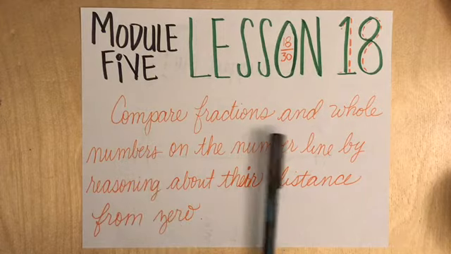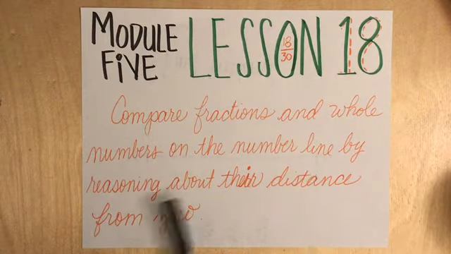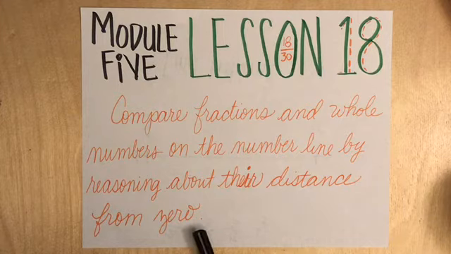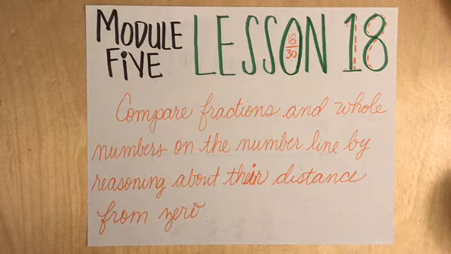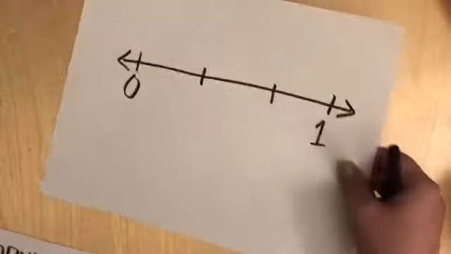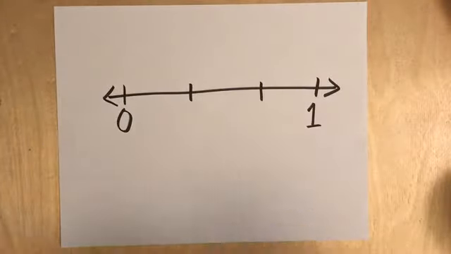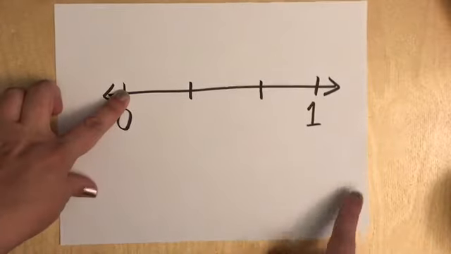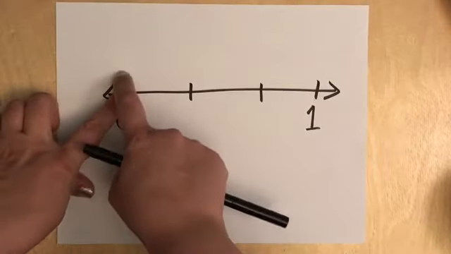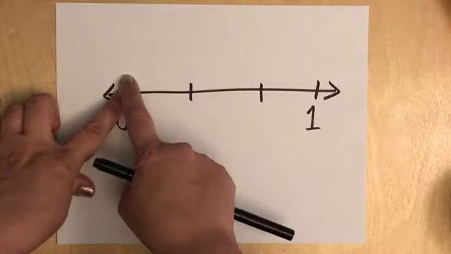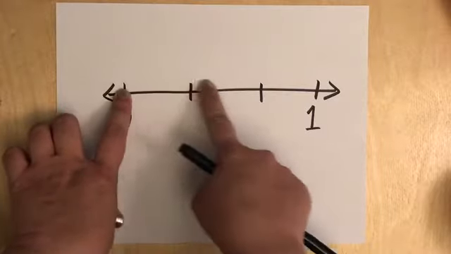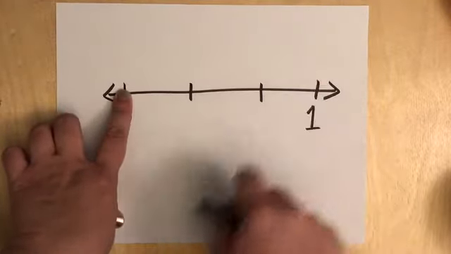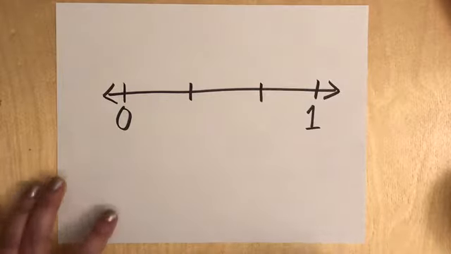Today we're going to compare fractions and whole numbers on the number line by reasoning about their distance from 0. This word distance right here is how far one thing is from another. So today when we look at our number line, we're going to be thinking about 0 as our starting point. Kind of like when you draw on a ruler and you start at 0 and you go to 1. And we're going to be seeing how far fractions are from 0 to be able to tell which fraction is greater than, less than, equal to, etc.